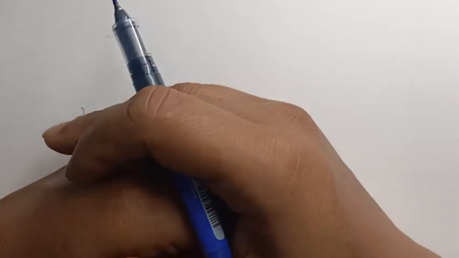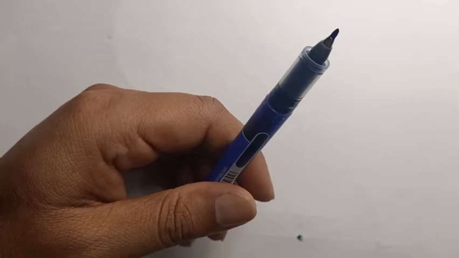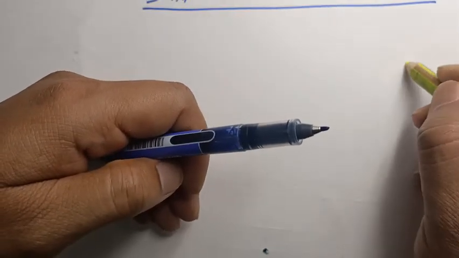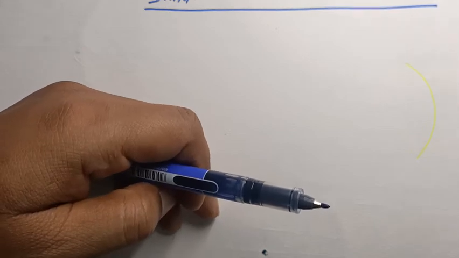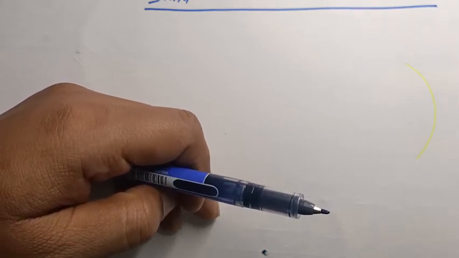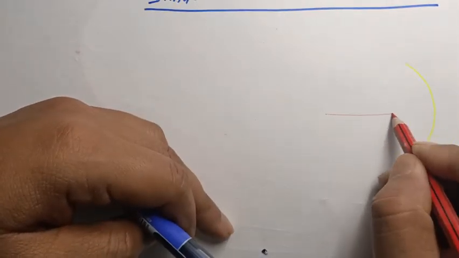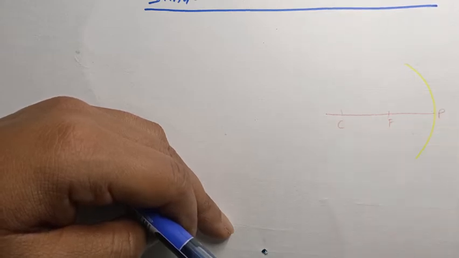In very simple terms, image formation by a spherical mirror tells you what happens if an object is placed in front of a mirror. To understand this, let's say I have a concave mirror. This concave mirror which you see here, this is the pole, and this is the focus and the center of curvature.